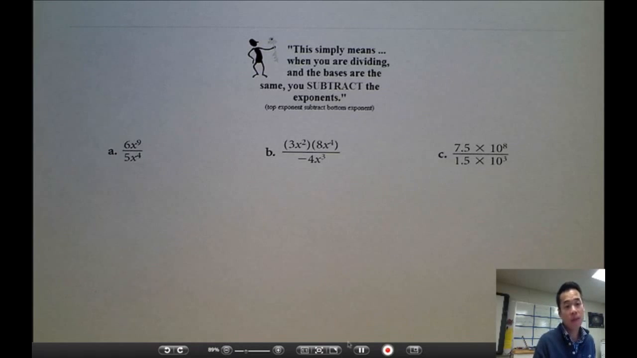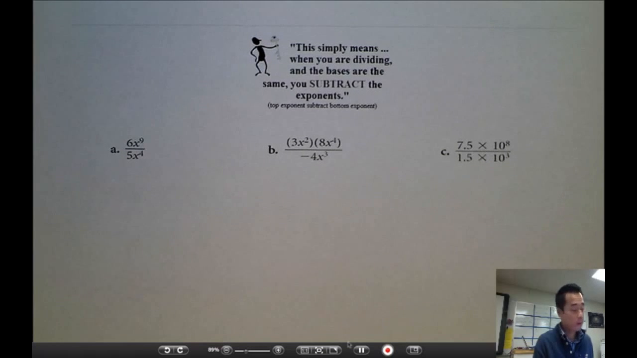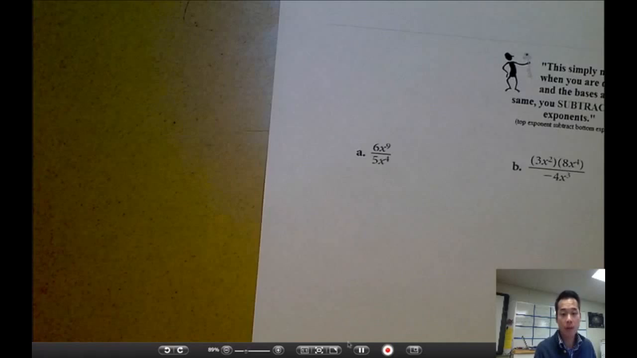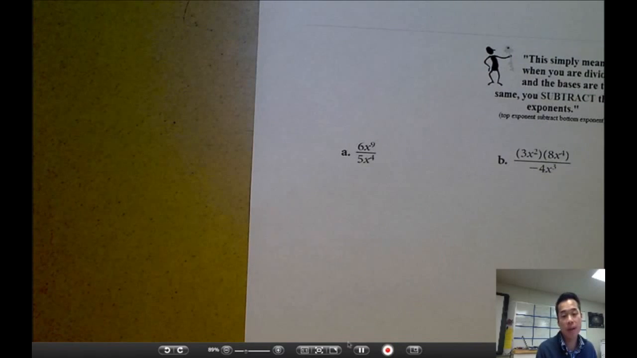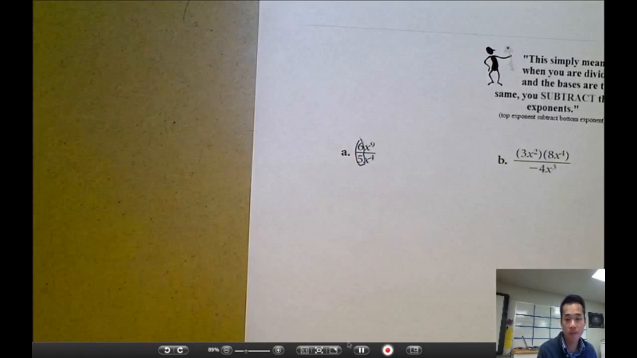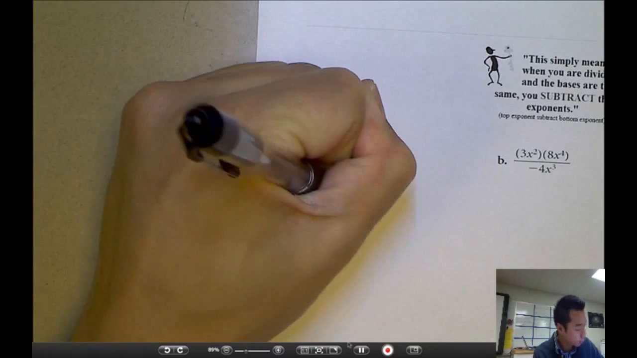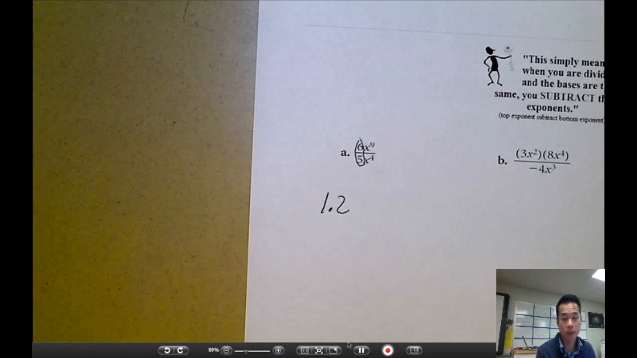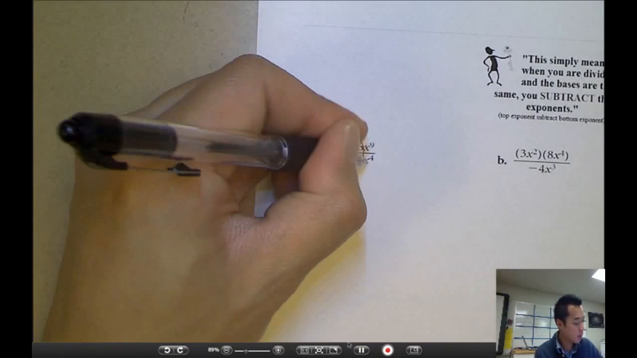I'll start with 6x to the 9th divided by 5x to the 4th. Okay. All right, here we go. So we have 6x to the 9th divided by 5x to the 4th. The first thing I'm going to do is take care of my coefficient. Okay. 6 divided by 5 is 1.2. Next, I have x to the 9th divided by x to the 4th.